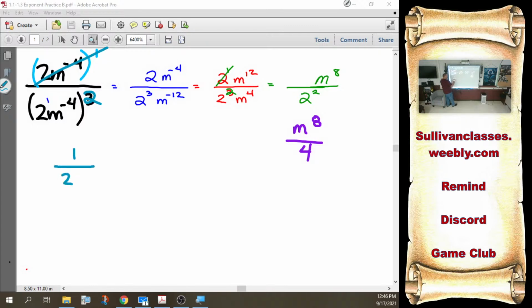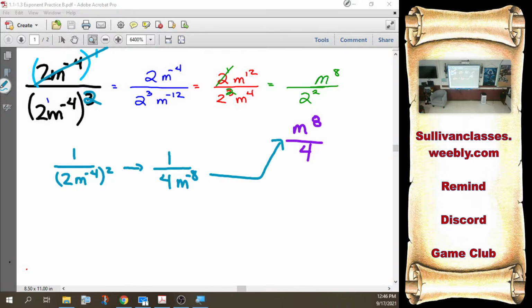So now, 2m to the negative fourth squared is 1 over 2 squared, which is 4. M to the negative fourth squared is m to the negative eighth. Then flip the switch and... Yeah?